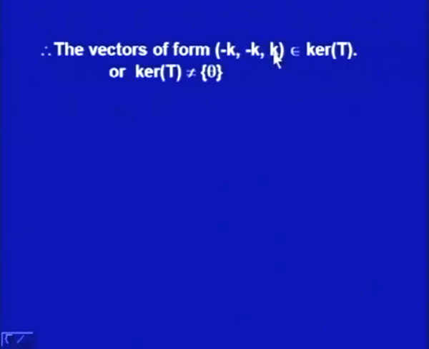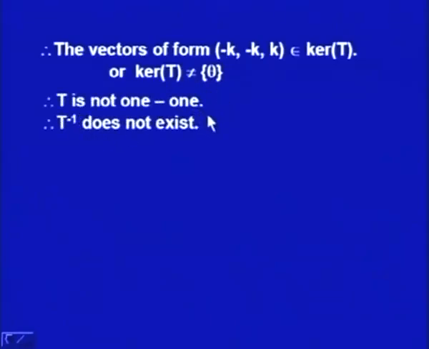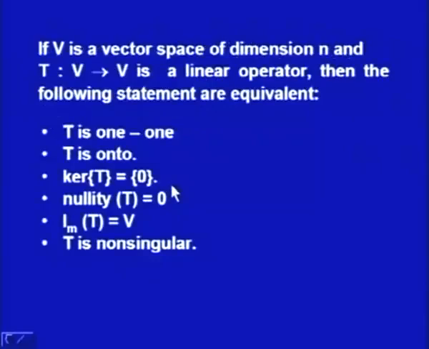K can be any scalar and it may be 0 also, but it may be non-zero. That means there exists a non-zero vector in kernel T. So kernel T is not merely 0, it has some more vectors, and that means it is not a 1-1 transformation, and of course T inverse does not exist in such a case. So we have proved that T inverse does not exist, and then in this result we are summarizing what we have done so far.